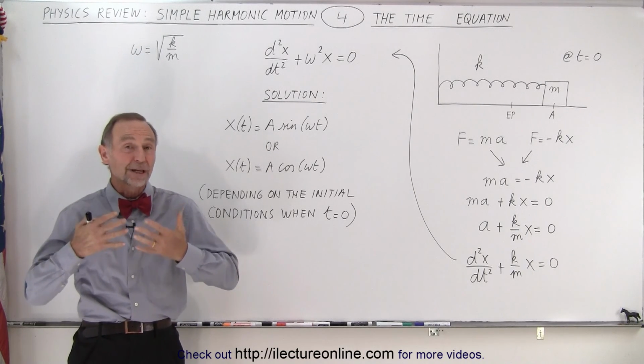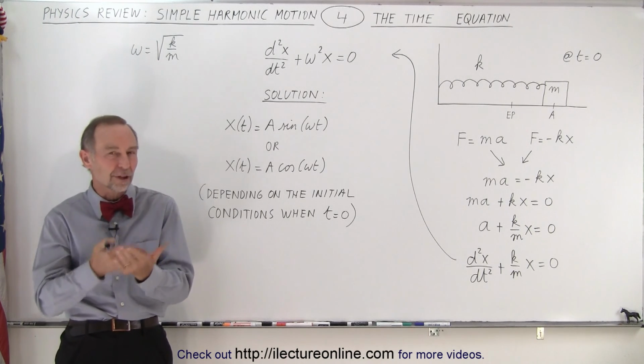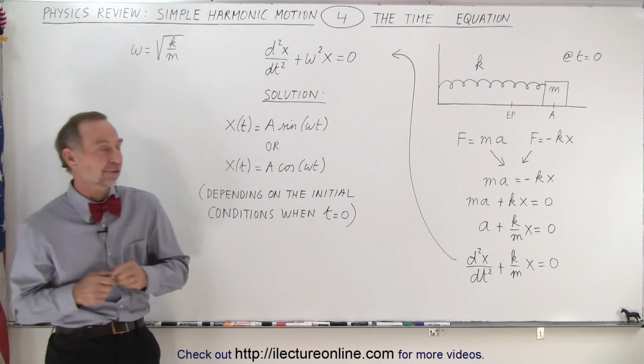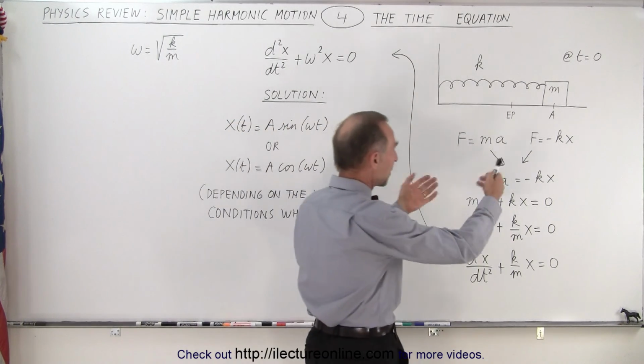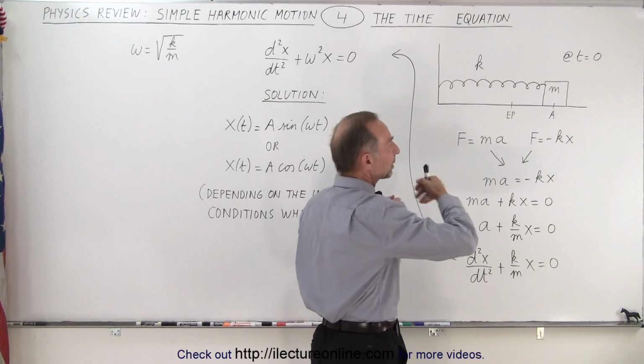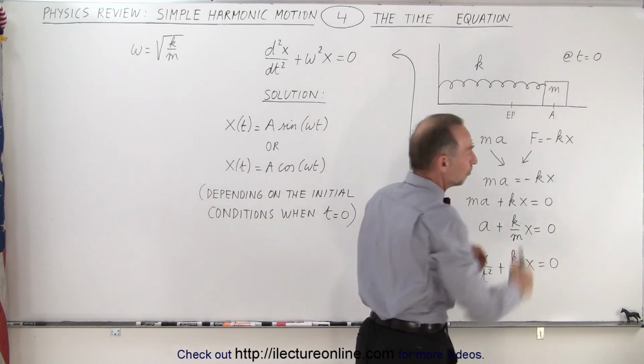Now let's find out where the equations came from that depend on the time, the position, the velocity, and the acceleration as a function of time. So here again we have the same kind of setup. We have a spring, we have a mass, we pull on the spring this time. Instead of compressing it, we elongate it, and at time equals 0 we let go.